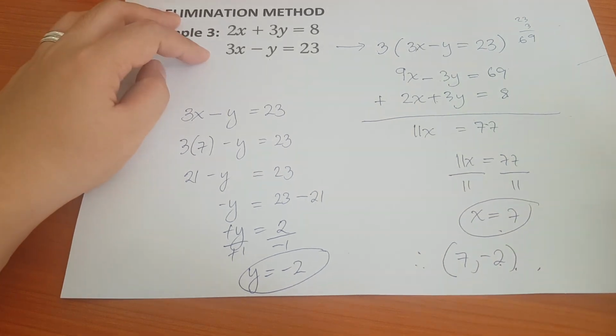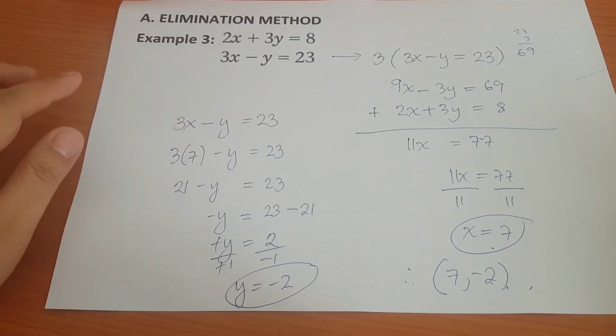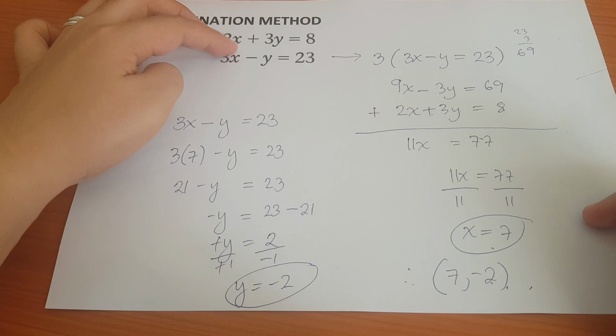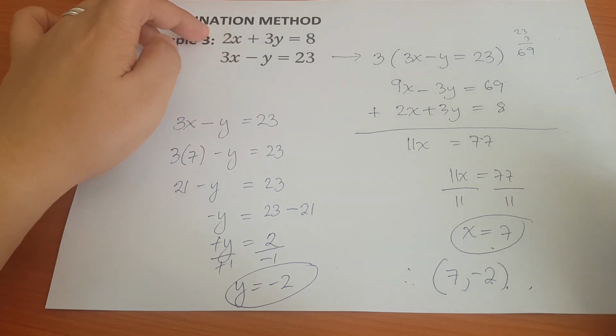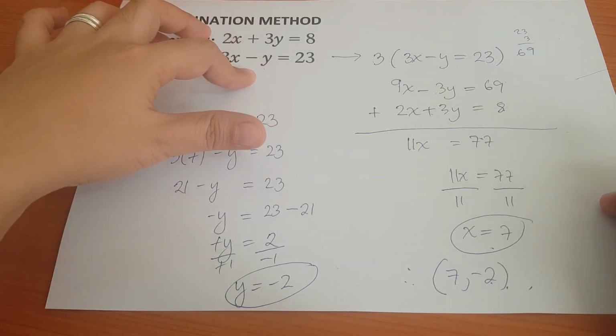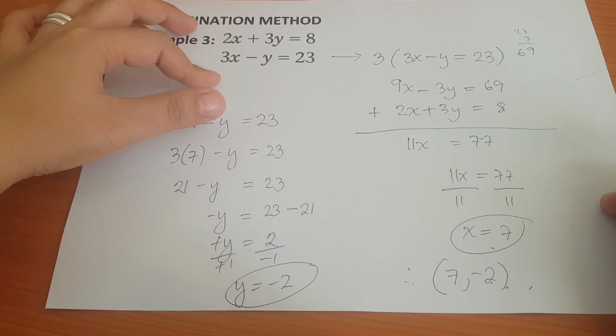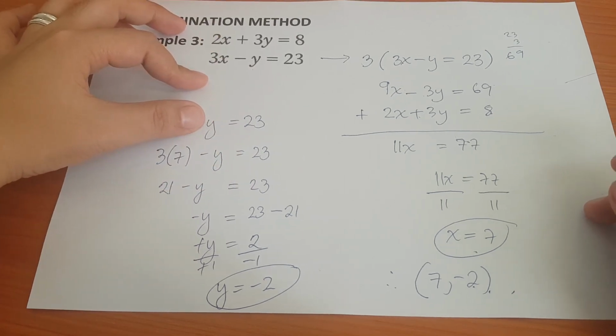And this is how you do the elimination method. That means you should multiply something, sometimes both, sometimes only one equation, so that the total will be 0. And then you can solve for the other value. That is the elimination method.